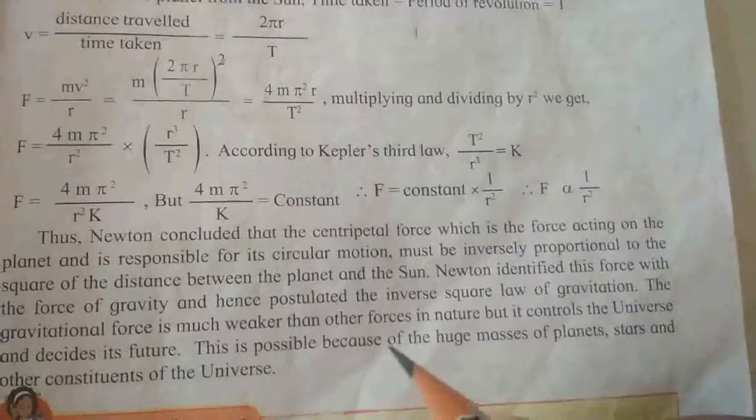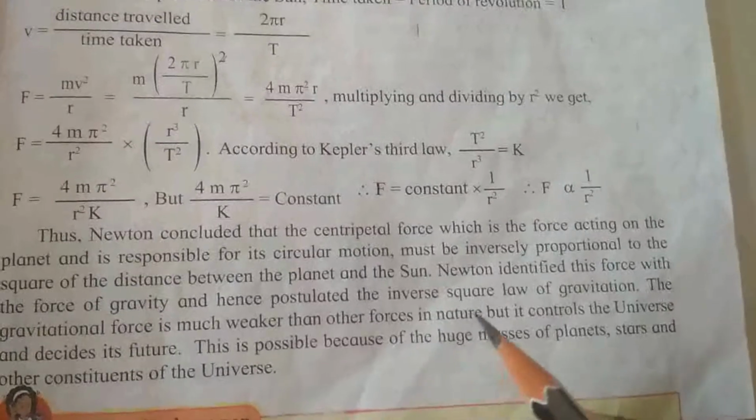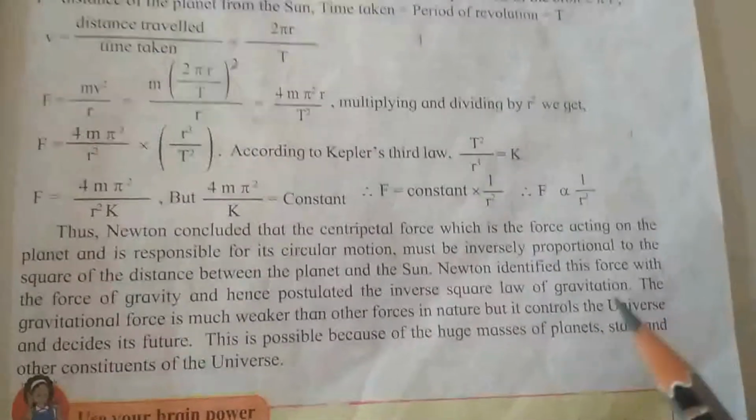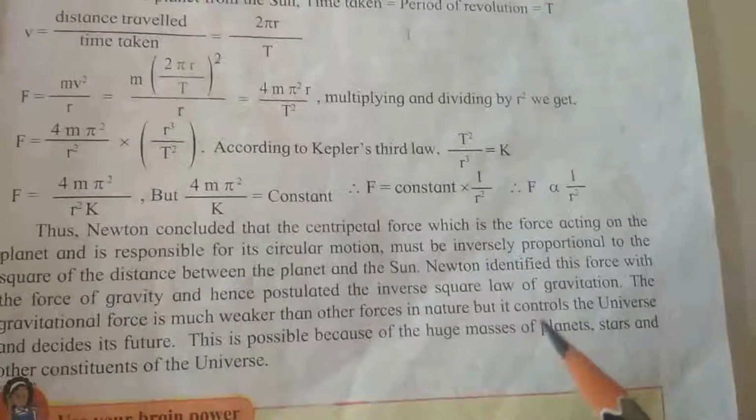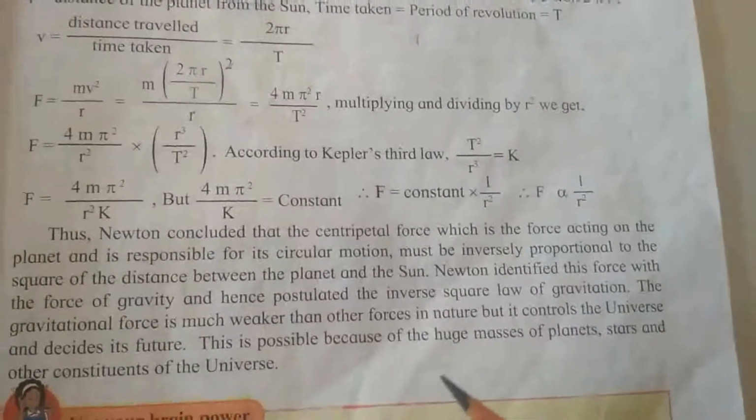The gravitational force is much weaker than the other forces in nature. The gravitational force is much weaker than all the other forces. It controls the universe and decides its future.